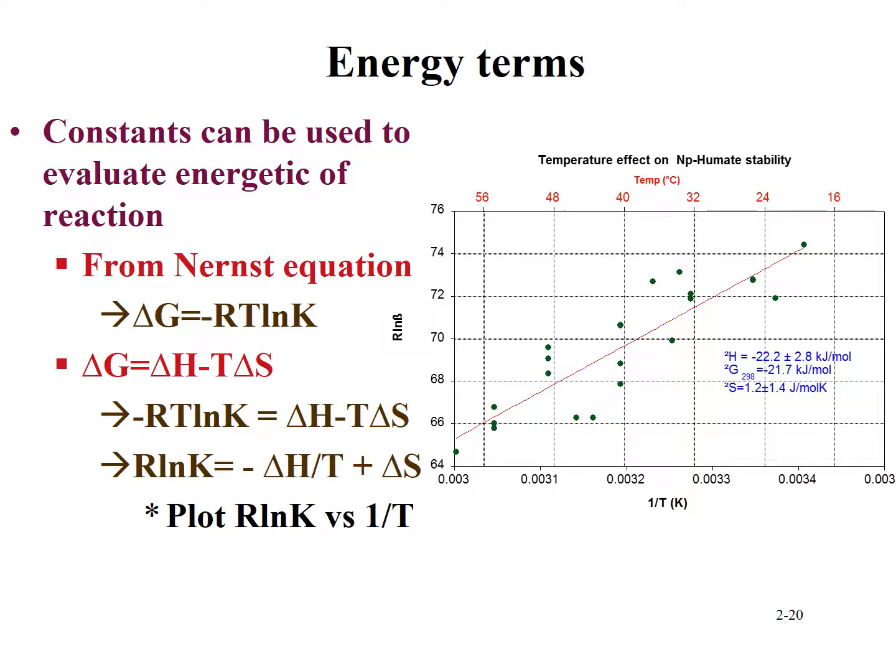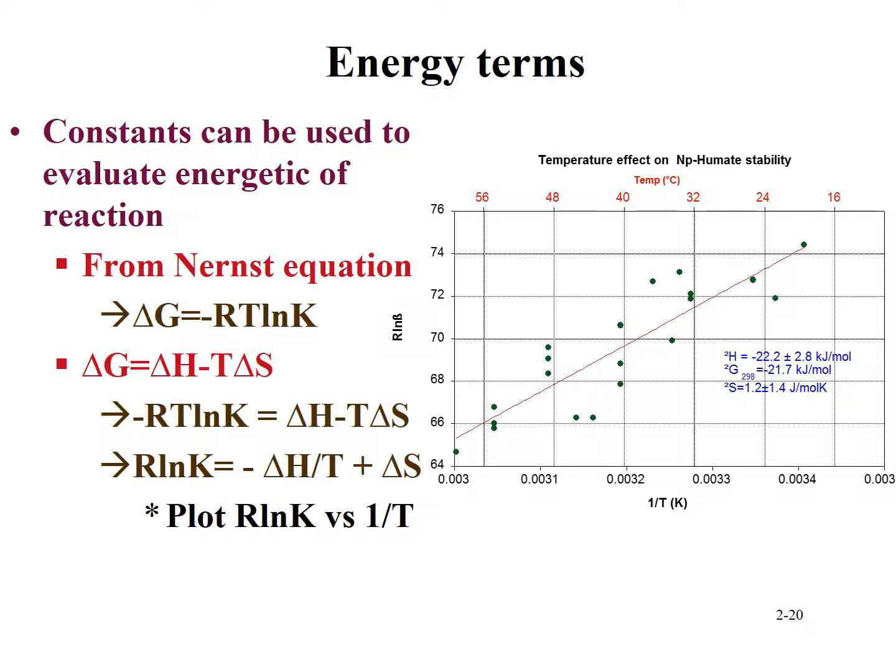Thermodynamic data, particularly the complexation constants, as we've already demonstrated, are useful in determining speciation. But by measurements of the complexation constants, we can actually evaluate other thermodynamic data. As we discussed earlier, there's relationships between the Gibbs free energy, enthalpy, and entropy, but also the Gibbs free energy and the complexation constant. So here's an example of some experimental data of the complexation of neptunium with humic acid.